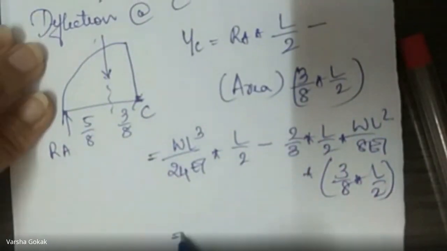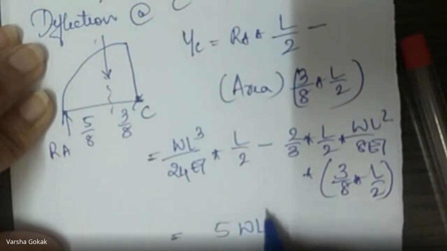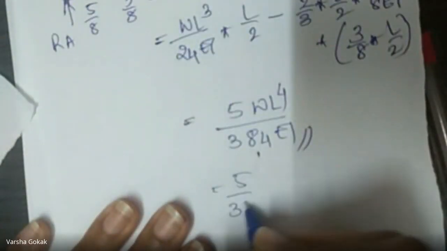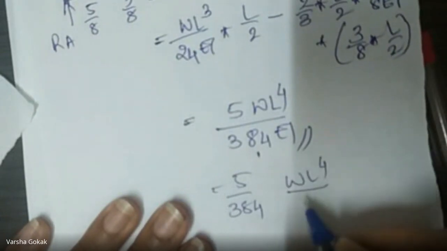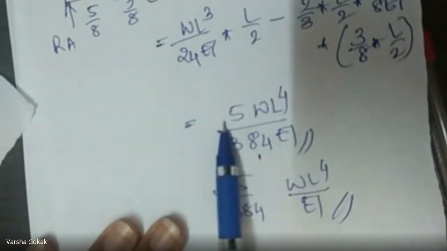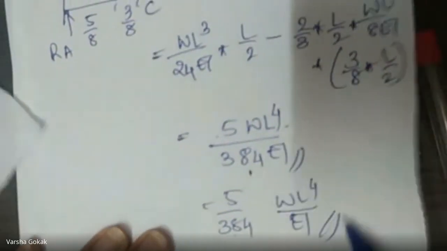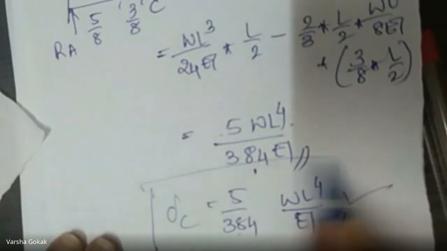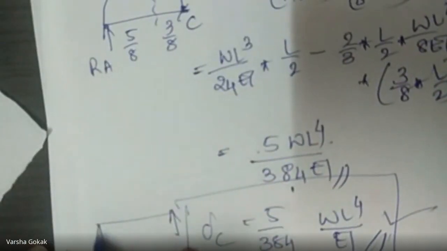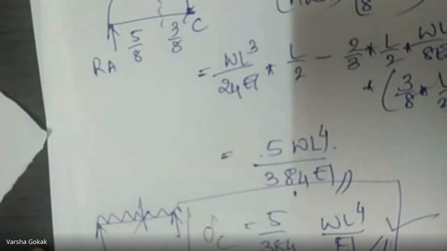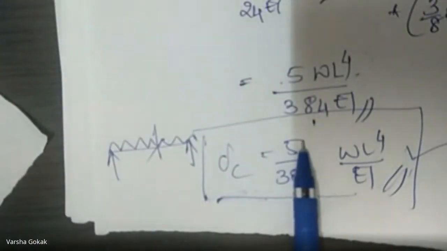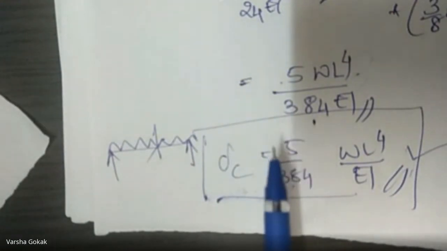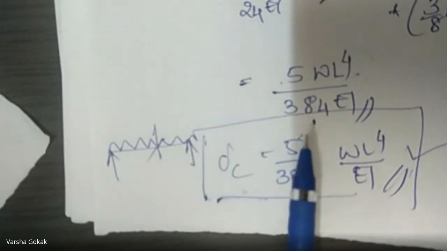Right? You will get the value of deflection, that is 5 WL raised to 4 divided by 384 EI, or 5 by 384. We also write it as 5 by 384 into WL raised to 4 by EI, like this. You can take 5 by 384 to one side and then write WL raised to 4 by EI. This also acts as the deflection at the center for a simply supported beam with UDL throughout. This is the formula for that. Okay, so this is about your slope deflection method.